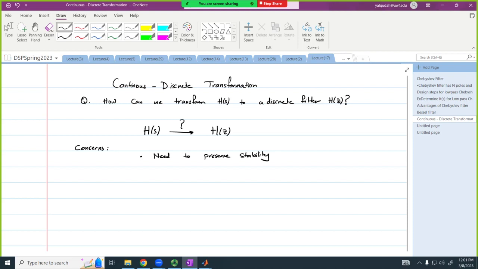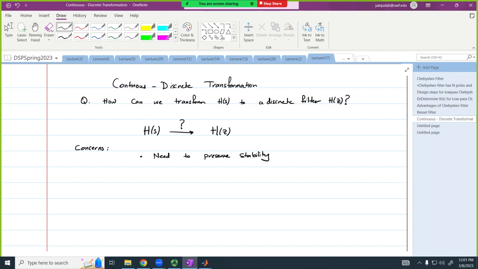Keep efficiency. Okay. We want an efficient transformation, yes. What else? We want to get back our original H of S. We're not interested in H of S anymore.